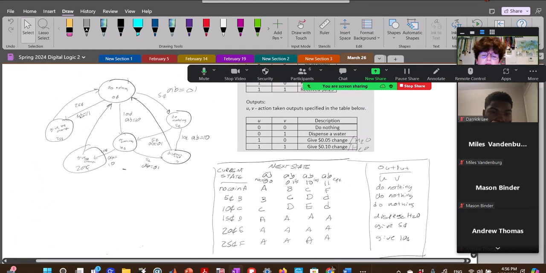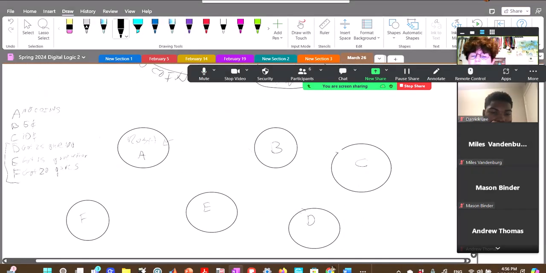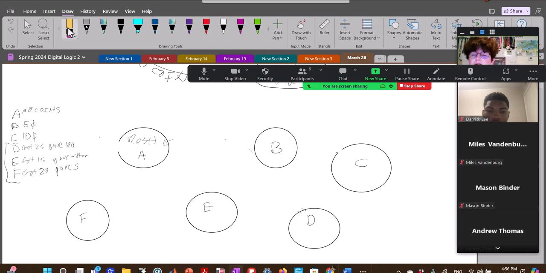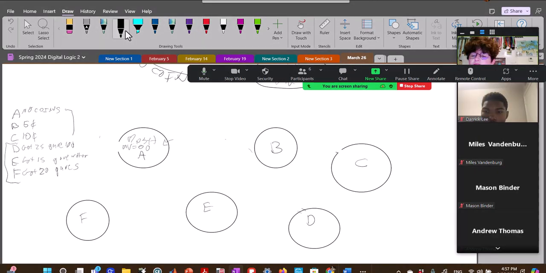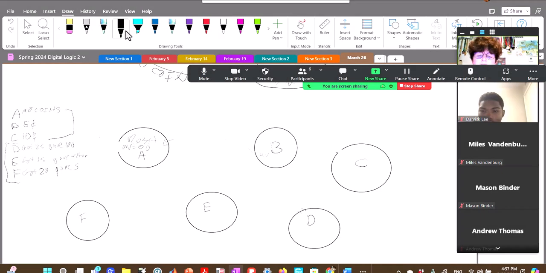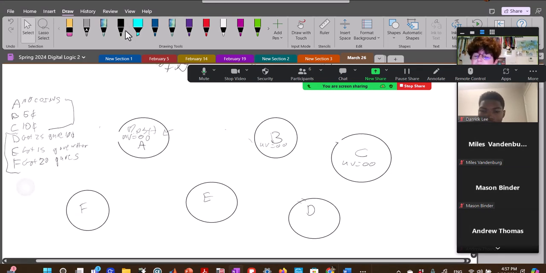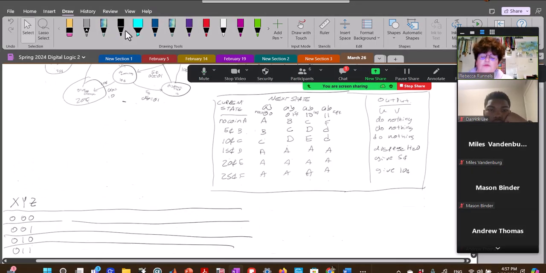So the outputs are: do nothing is U equals 0 and V equals 0. I'm going to do it as a shortcut and say UV equals 0, 0. And that's going to be true for these first 3 states. And then for state D, my output is going to be to give 10 cents change, and that was UV equals 1, 1.